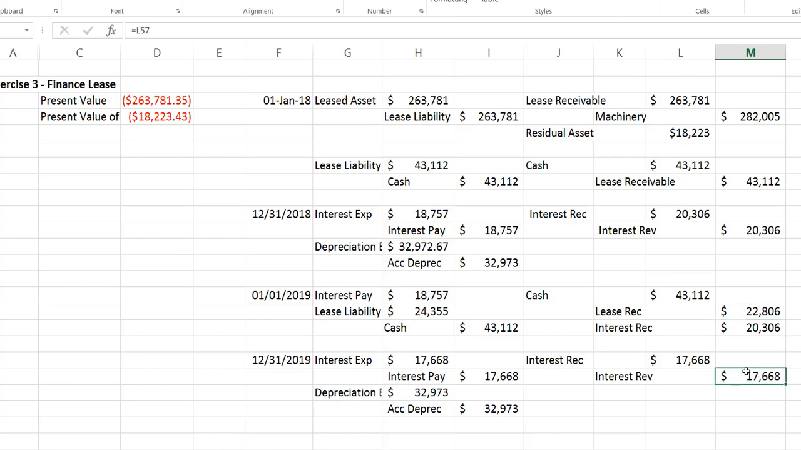and then this again would be the interest revenue, which would not be the same as this, would be based on the higher amount. But we want to make sure we know how to do this lessee side.